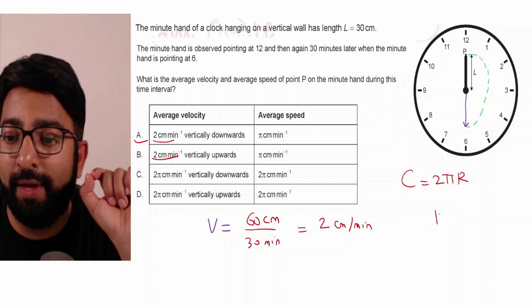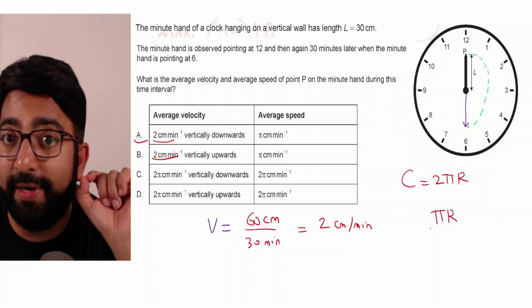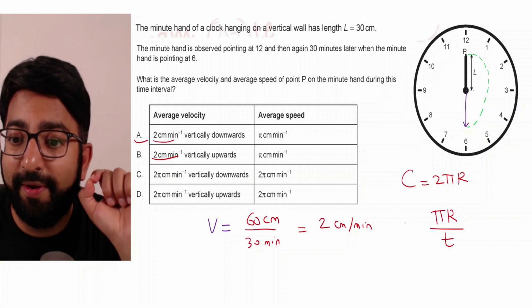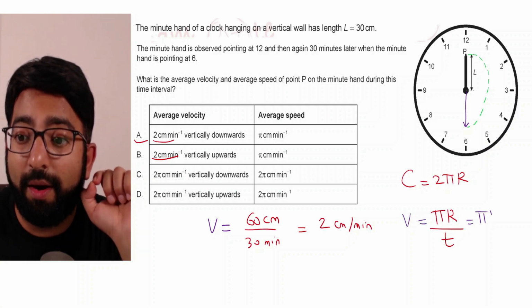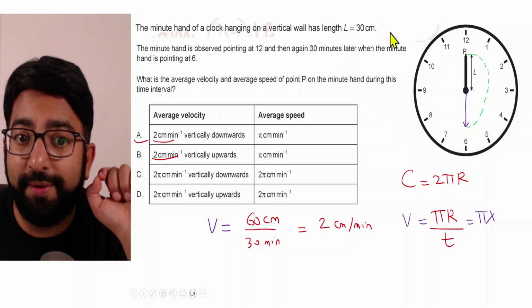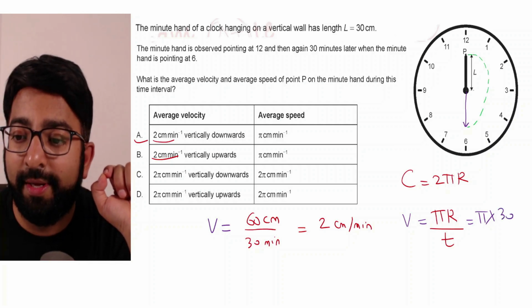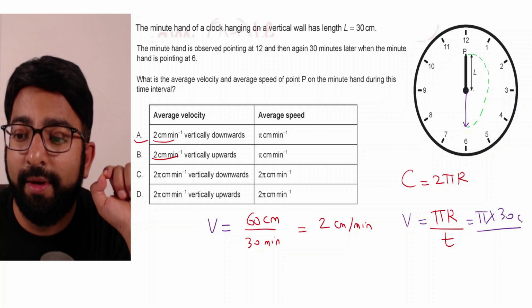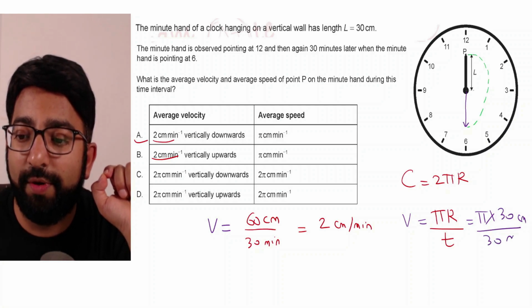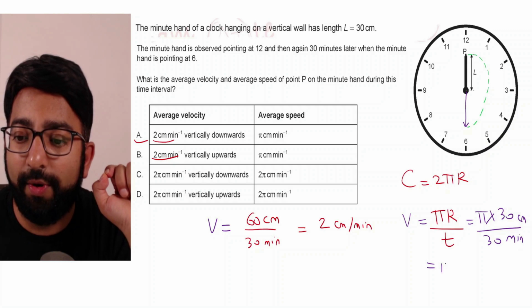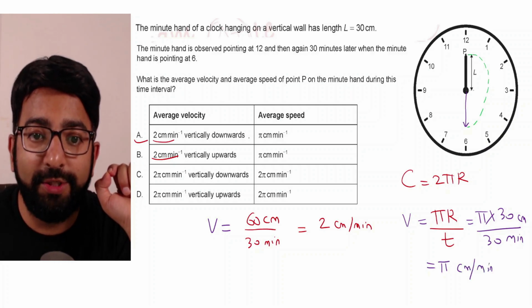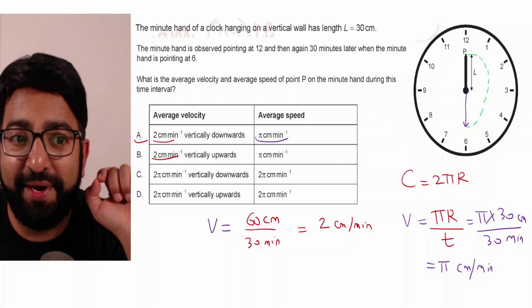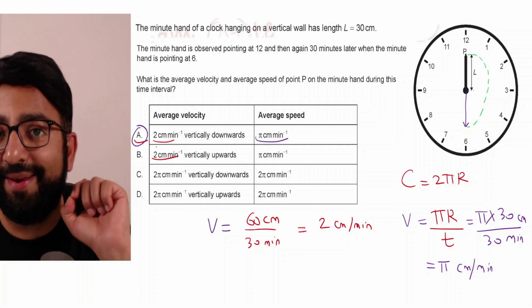So the distance traveled will be pi r, and we will divide that by the time taken. This will give us the value of average speed. So pi multiplied by r, radius of the circular arc is 30 centimeters. So let's write down 30 centimeters, and time taken, of course, is 30 minutes. So if we simplify this, we are going to get pi centimeters per minute, which means average speed is pi centimeters per minute, and hence option A is the right answer.